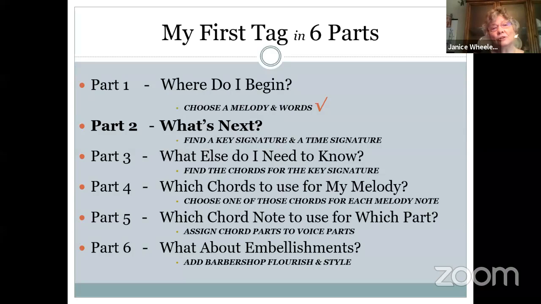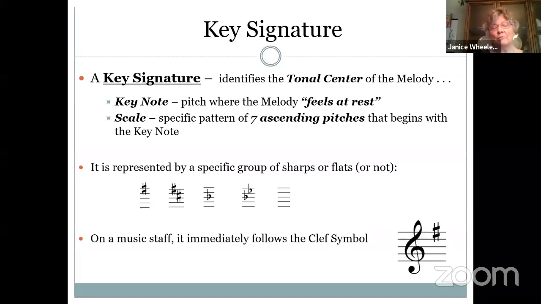A key signature identifies the tonal center of a melody. It tells us what the key note is, which is the pitch where the melody feels at rest. And it also identifies the scale, or specific pattern of 7 ascending pitches that begins with that key note. A key signature is represented on a piece of music by a specific group of sharps or flats. And there are a couple of examples below there. And occasionally there's nothing in that field on the sheet music, and that happens too.